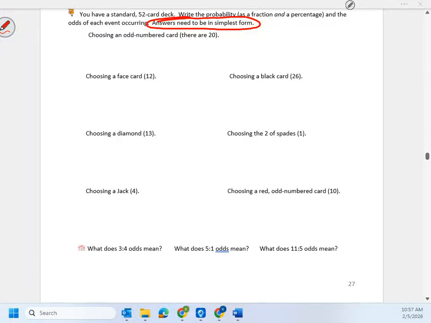Choosing an odd numbered card. Tells us there are 20 odd number cards. So for the probability, what's that fraction gonna look like? Henry? 20 over 52. We take our successful, 20, over the total, which is 52. What's that percentage? About 38%.